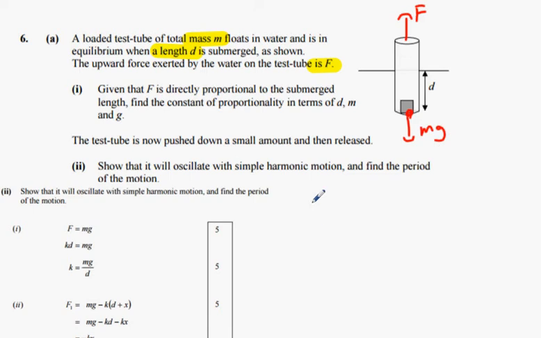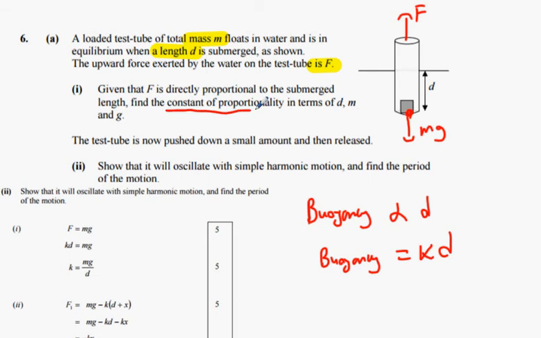Now, it says that the buoyancy is proportional to d. So therefore, the buoyancy is equal to kd, where k is a constant of proportionality I just made up a second ago. You could use any letter you want, provided it's not already used. Now, buoyancy is a force, so we're going to replace that with F. F equals ma.